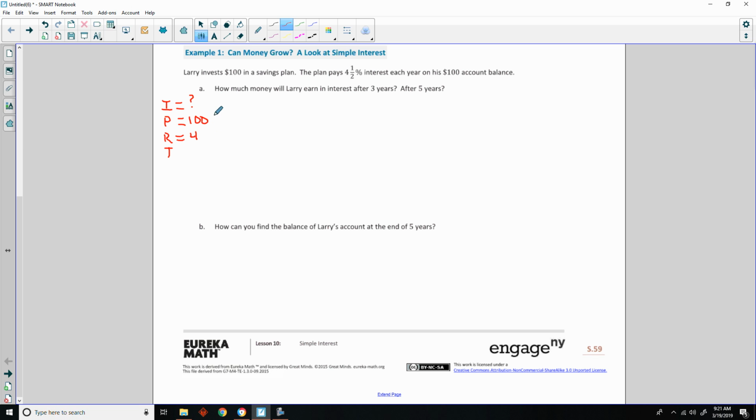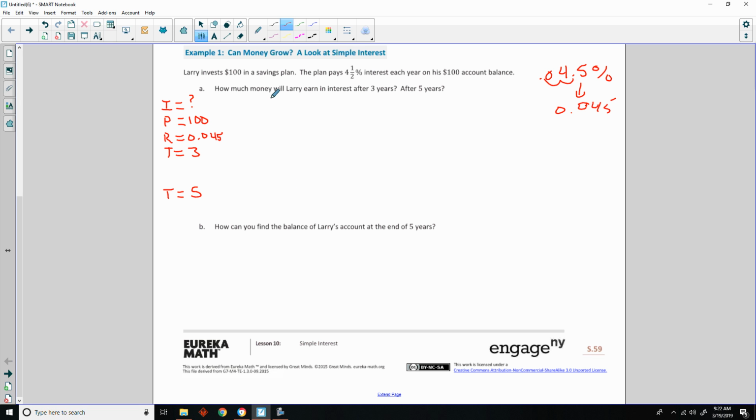R is the interest rate, 4.5%. Okay, let's write that as a decimal. When you convert a percent into a decimal, you move the decimal 2 places to the left, so 4.5% is 0.045. And the time, how much money will Larry earn in interest after 3 years? And then for part 2, T will be 5.